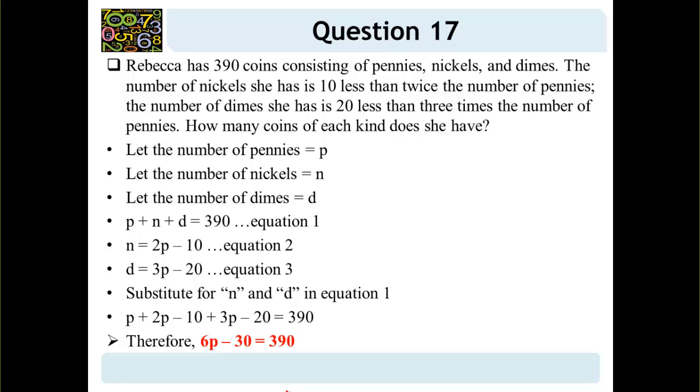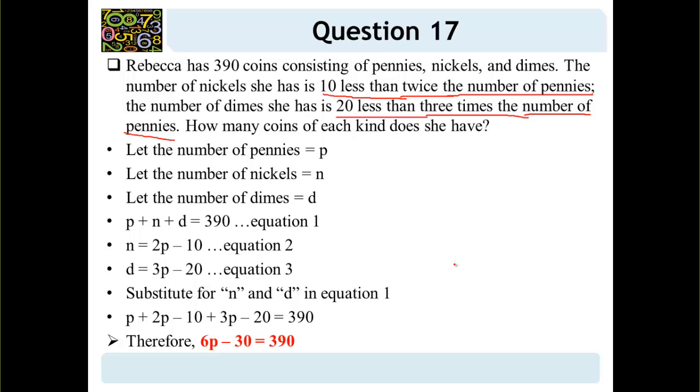Okay, they now gave us that the number of nickels, N, is 10 less than twice the number of pennies. So we got the number of pennies, which is P. We do twice that, which is 2P. Then 10 less than that is 2P minus 10. Then the number of dimes is 20 less than 3 times the number of pennies. So what do we do again here? We find the number of pennies, which is P. We do 3 times that, that is 3P. Then 20 less than that is 3P minus 20.